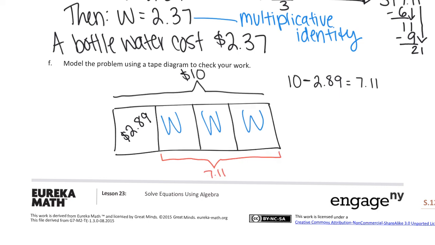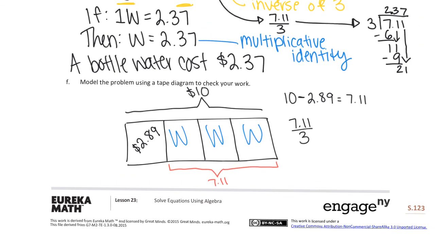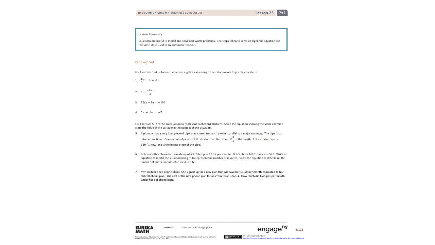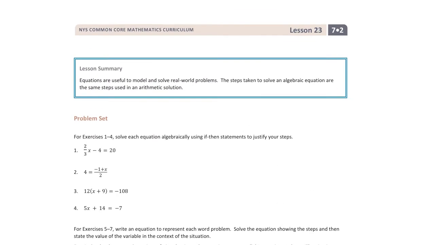So to find out the value of each of my boxes that represent water, I'm going to take 7.11 and divide it by 3. Now again, we can look at the work that we did above when we had 7.11 divided by 3, and there we got an answer of 2.37. Great.